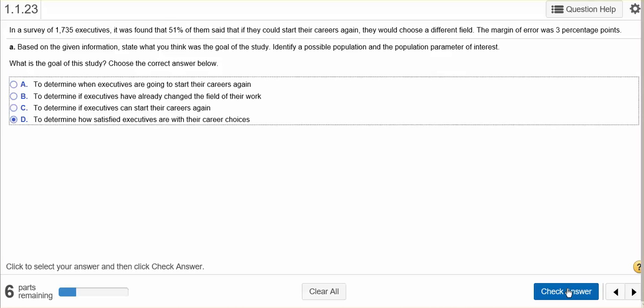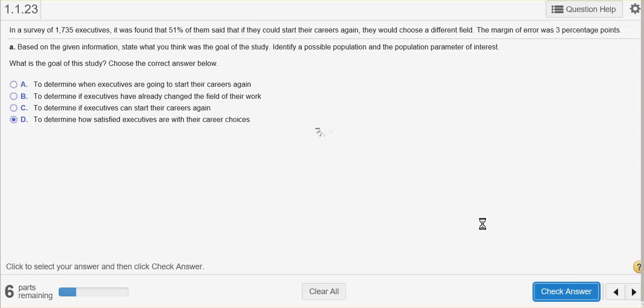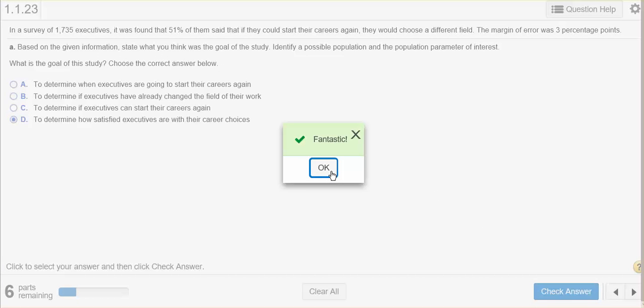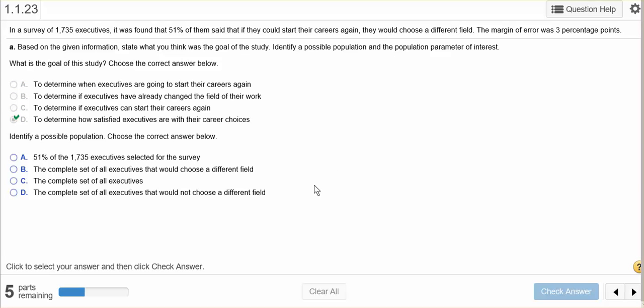We want to know if, in fact, executives are satisfied with their careers. Now that we've answered that, let's talk about what's the population. The population is the whole group. It's not the 1,735 executives that we surveyed. It's about all executives, the complete set of all executives. So if we get down our list here, we're going to choose C.